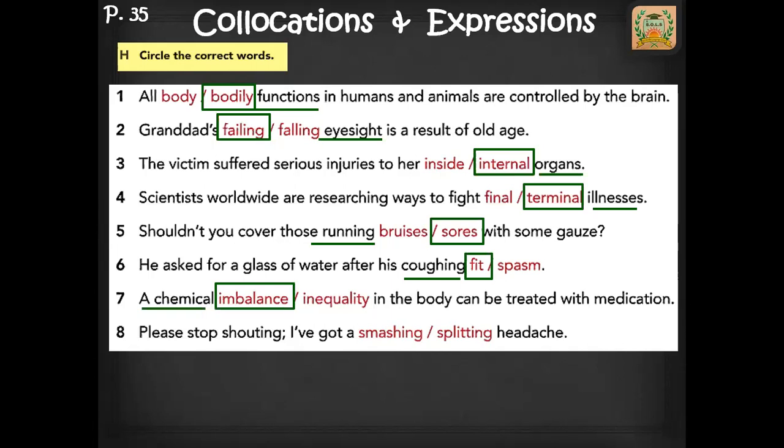Number eight, please stop shouting. I have got a headache, splitting headache. Yes, nice words.